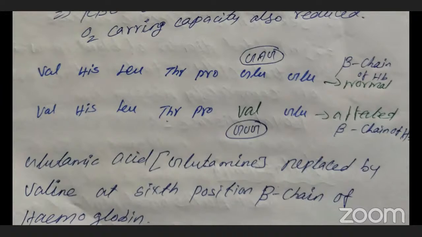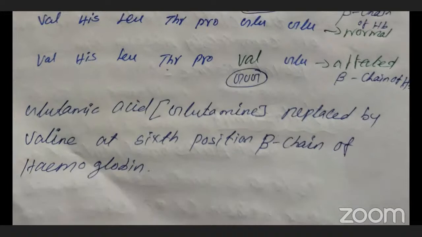This is the most important one. Many times this question has been asked in previous NEET exams, so kindly note it. Glutamic acid is replaced by valine at the sixth position of the beta chain of hemoglobin, which is called sickle cell anemia, which is a blood disease. Clear?